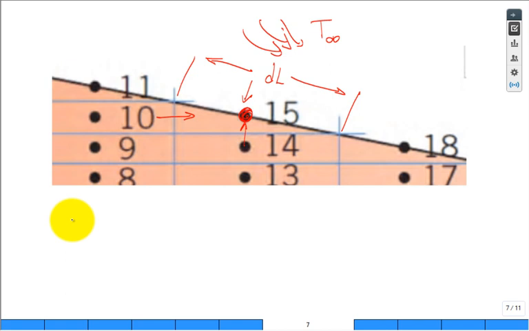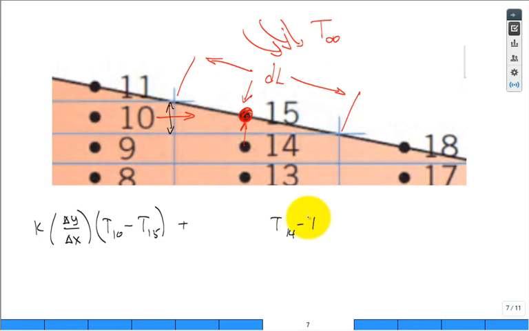So we're going to have T10 minus T15, and we're going to have a K, and then I have to really go slow on this. What is my area? What is my length? So my area is going to be a delta y, my length a delta x. And it is a full delta y. Okay, and then we're going to have our T14 minus T15.